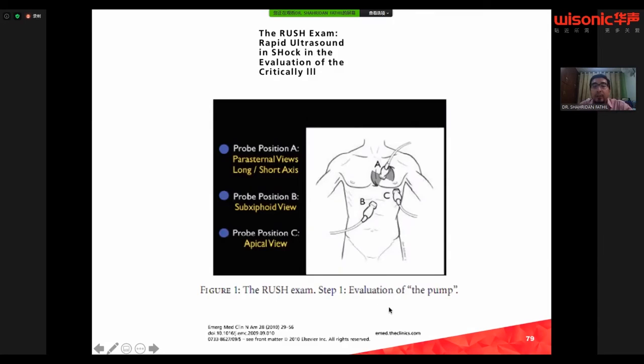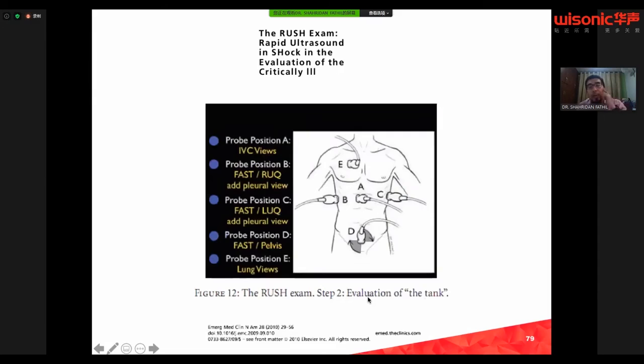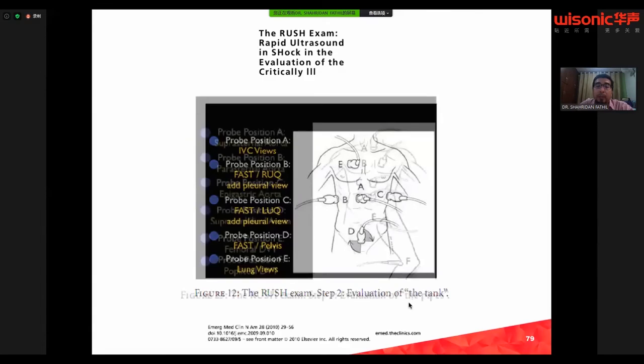So we first evaluate the pump, which is a focused echo looking at contractility and heart function. We can also look at the tank. So basically looking at any sequestration of fluid, for example, in the abdomen, in the chest, particularly if there's any effusion, or also looking at the lung in the anterior part, looking for possible pneumothorax, which can contribute to the shock situation, particularly if you're dealing with tension pneumothorax. And then eventually looking at the pipes.